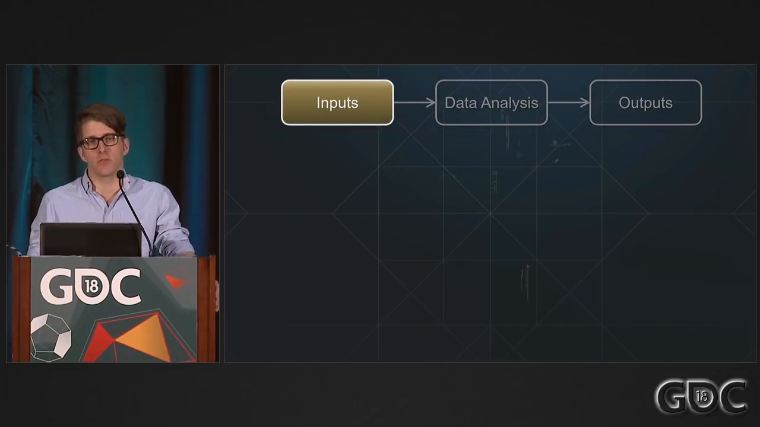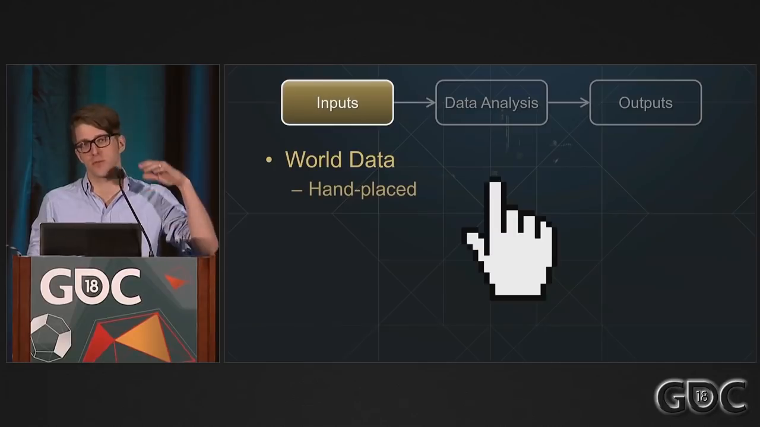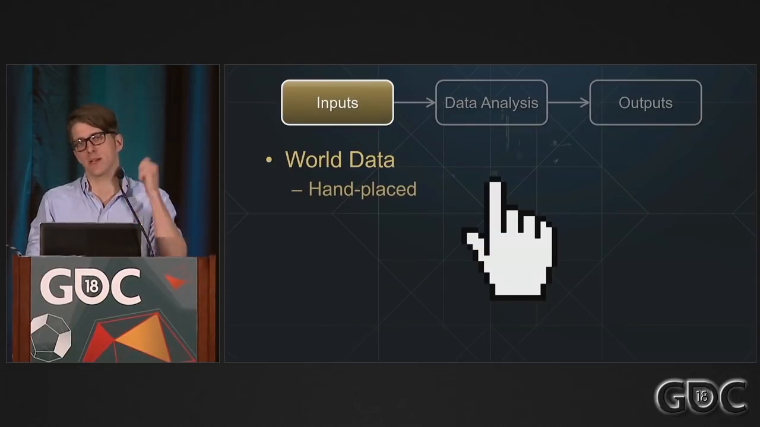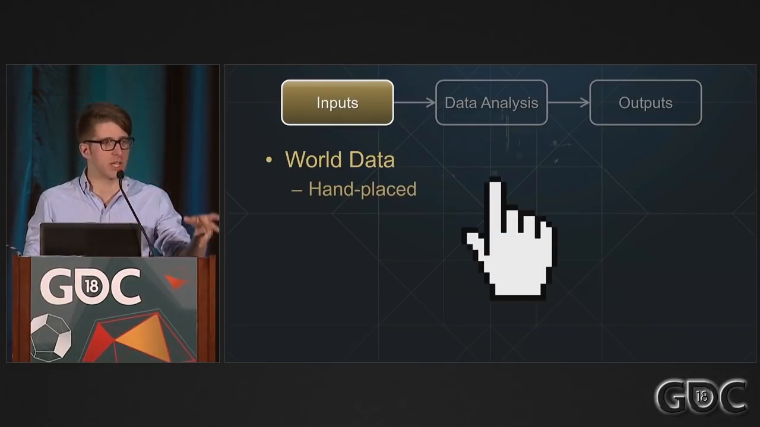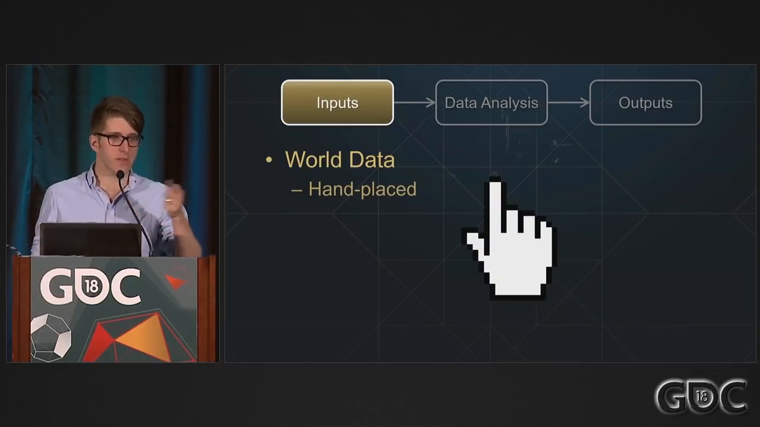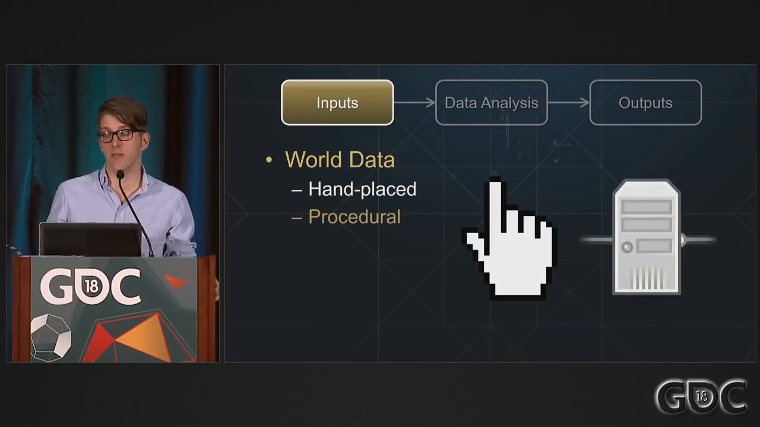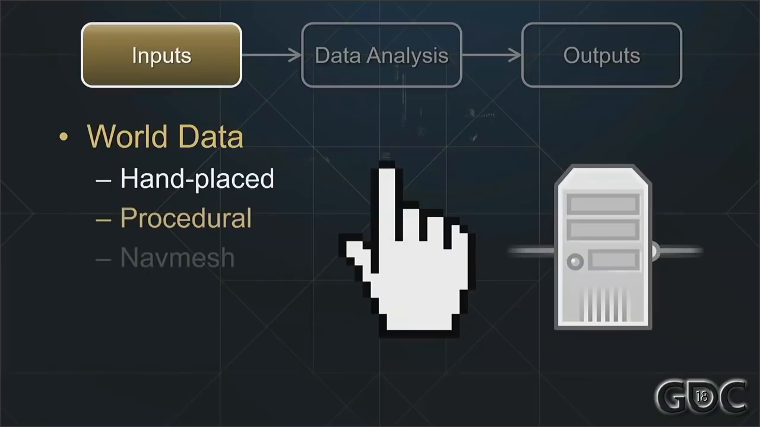So let's talk about these inputs. First, there's the world data. This includes all the placement data. So that's the buildings and the trees that the artists and designers place in the game. That's the chests that the designer places so that the player can loot stuff, the ladders, all the interaction items that the game features. We then have the procedural content, which is built by the build machine and checked into the data. And the nav mesh as well, which is also built by the build machine and checked into the world data.